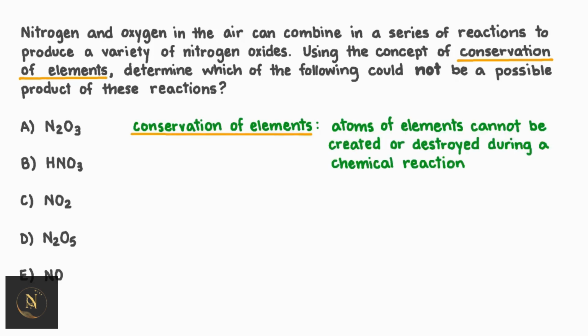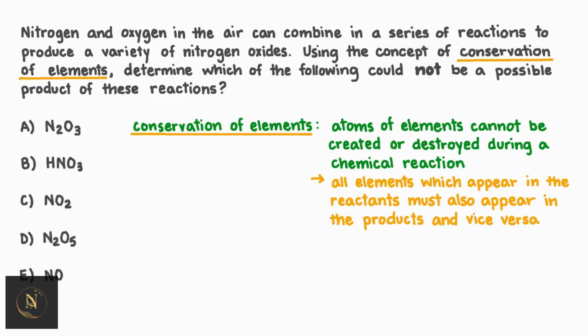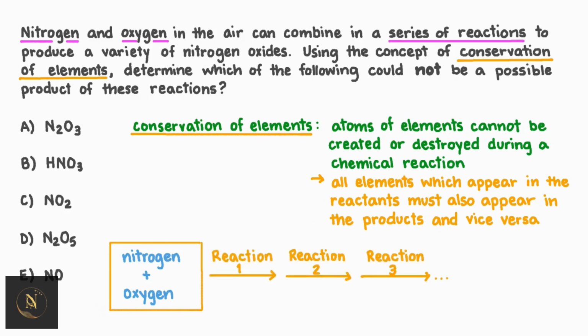All chemical reactions must obey the concept of conservation of elements. This means that atoms of elements cannot be created or destroyed during a chemical reaction. In other words, all elements which appear in the reactants or starting materials must also appear in the products and vice versa. In this question, we are told that nitrogen and oxygen in the air can combine in a series of reactions to produce a variety of nitrogen oxides.